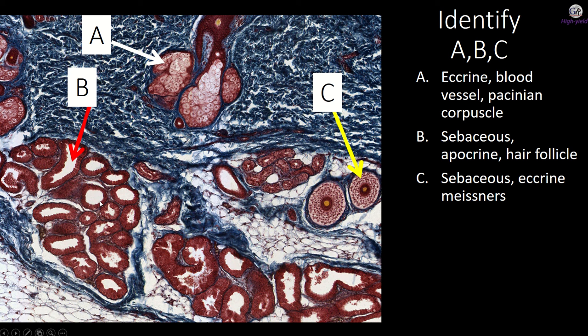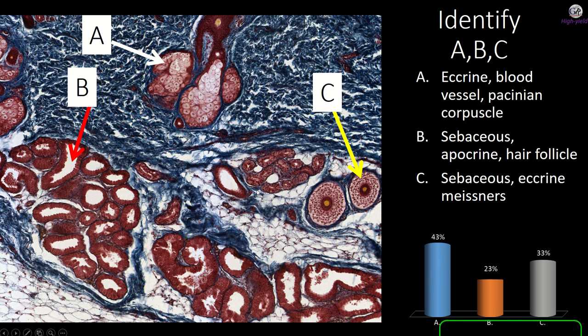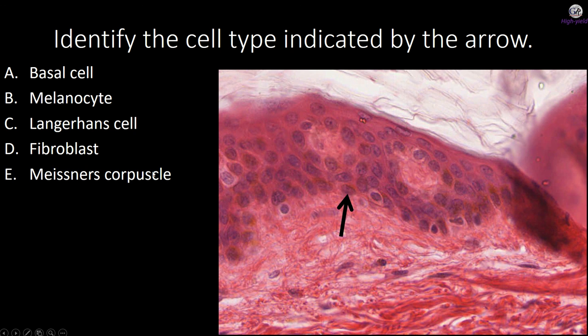And then for B, these have a pretty darn big lumen. These are not eccrine sweat glands, but here you can see eccrine sweat glands. So I'm going to go with apocrine glands for B. So let's see, that's sebaceous, apocrine, hair follicle. B would be what I would put. Fantastic. And this is a trichrome stain, that's why the collagen looks blue.